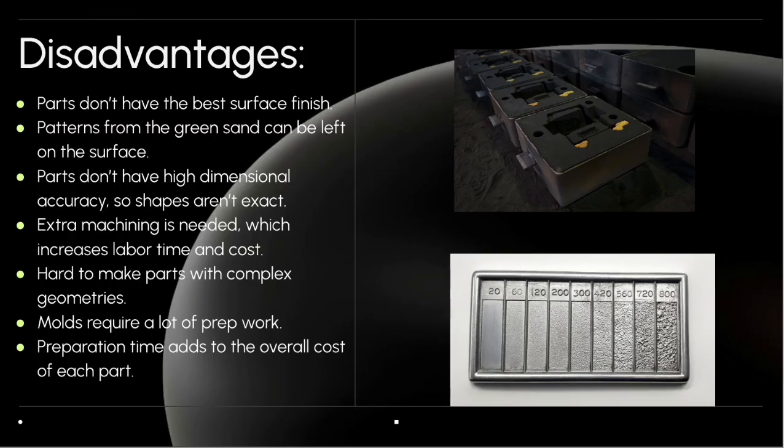The cons are that you won't have the best finish. A lot of times the part is going to have a pattern left on it from the green sand. Another issue is that parts won't have high enough dimensional accuracy, meaning the shape won't be exact. As a result, you'll need to machine them afterward. This machining requires extra labor time, which increases the overall cost.